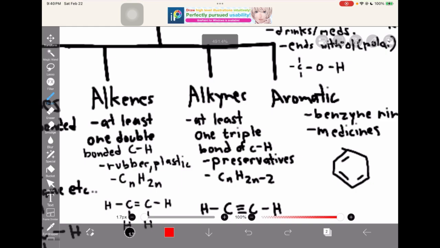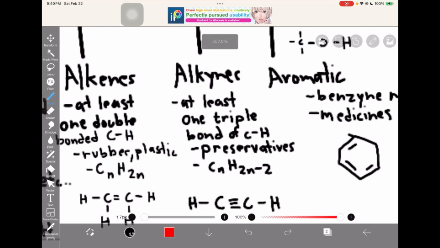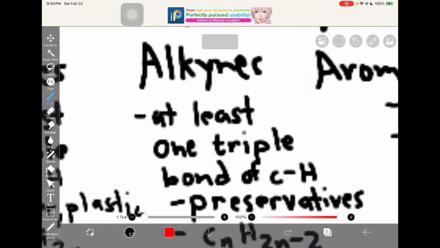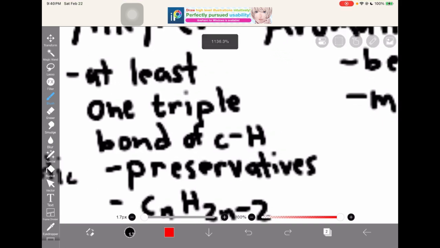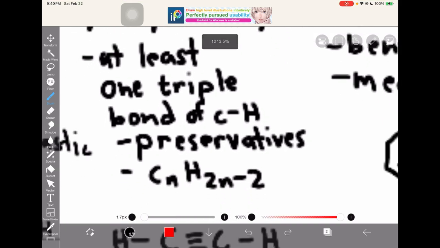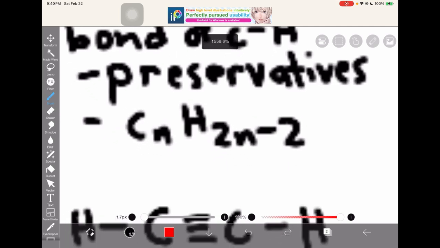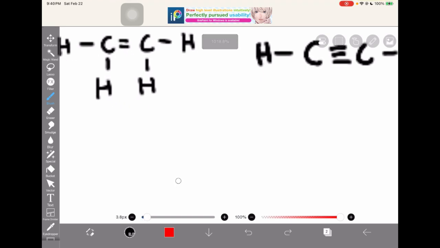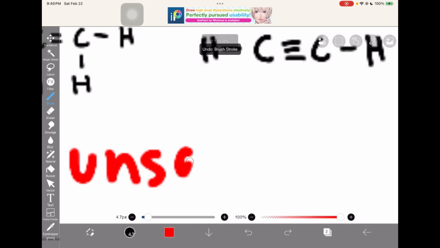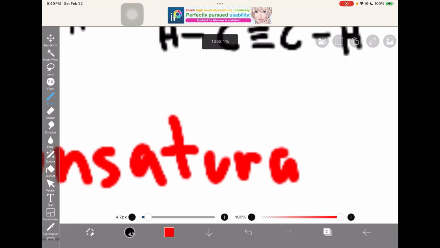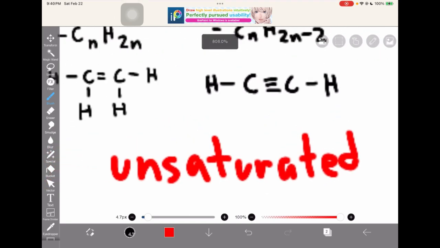Next is alkynes, and I hope by looking at the preview you can already start to get what's going on here. Unlike the previous two, this one has at least one triple bond, and it's mostly used in preservatives. The chemical formula for this is for every Cn, it's H 2n minus 2. By the way, these two are both unsaturated. I'll explain later.